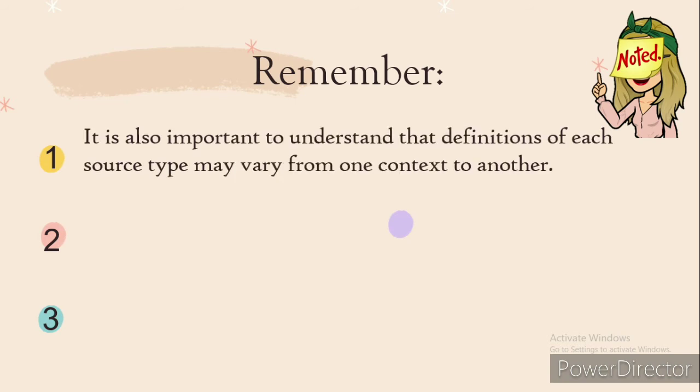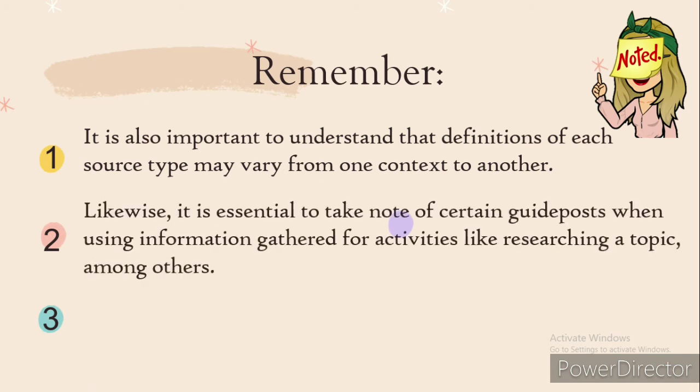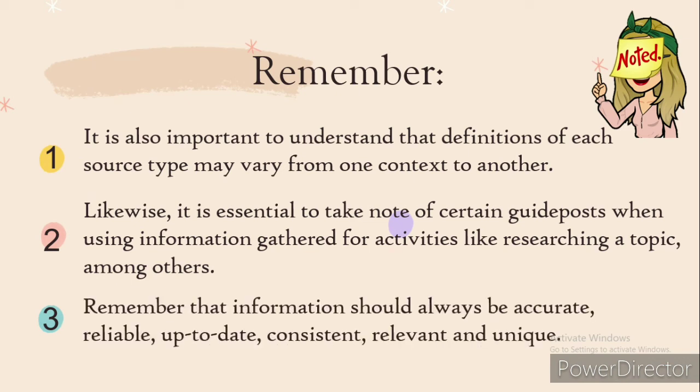Remember, it is also important to understand the definition or definitions of each source type may vary from one context to another. Likewise, it is essential to take note of certain guideposts when using information gathered for activities like researching a topic, among others. And remember that information should always be accurate, reliable, up-to-date, consistent, relevant, and unique.